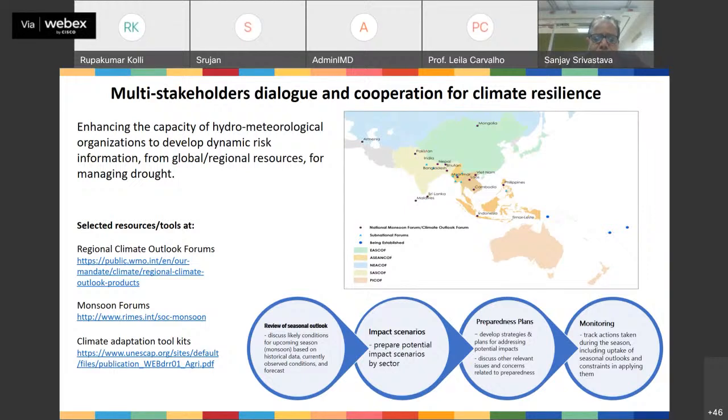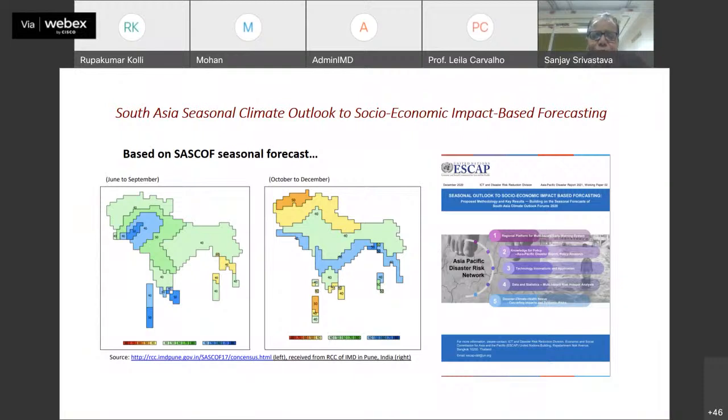In many countries, UNESCAP has funded monsoon forums. And through RIMES, we reach down the line at the monsoon forum and then develop the adaptation tool. So it's outlook to impact, to preparedness plan, and to monitoring. This is how you can manage the risk of the monsoon season in times to come. My next slide is going to tell you something very specific that we did in the South Asia Climate Outlook Forum, SASCOF, and this was converted from a seasonal outlook to impact forecasting.